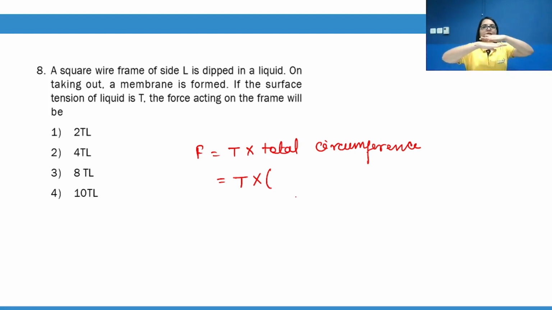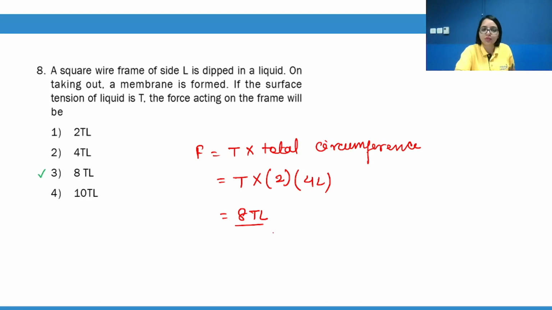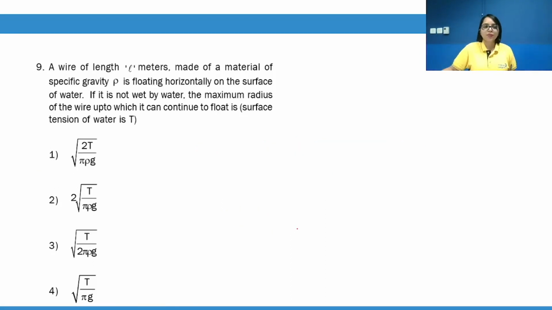So one layer will be upwards and the other layer will be downwards, right? So total circumference will be 2 times. We need to count for two surfaces. So it will be 4L, so it is 8TL, which is equal to option 3. Next question is question number 9.